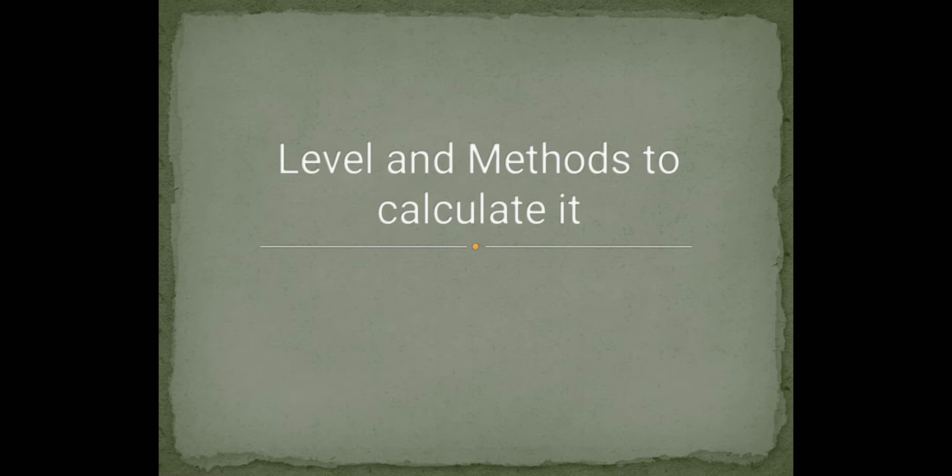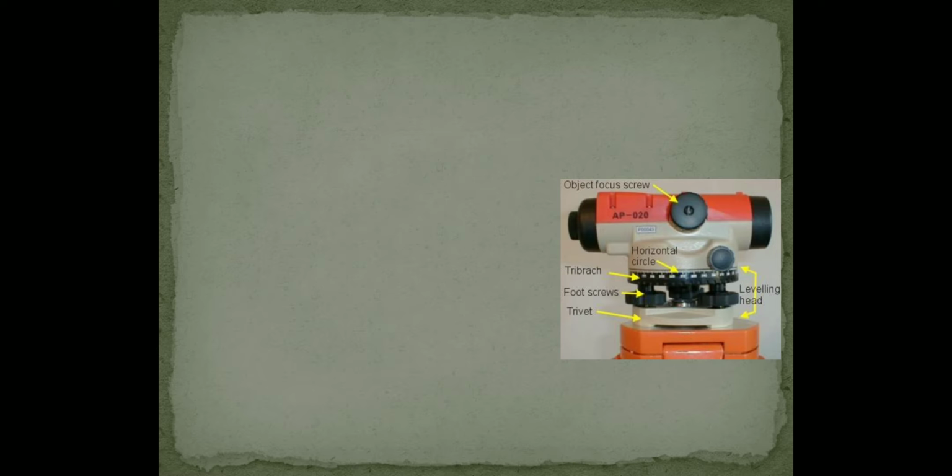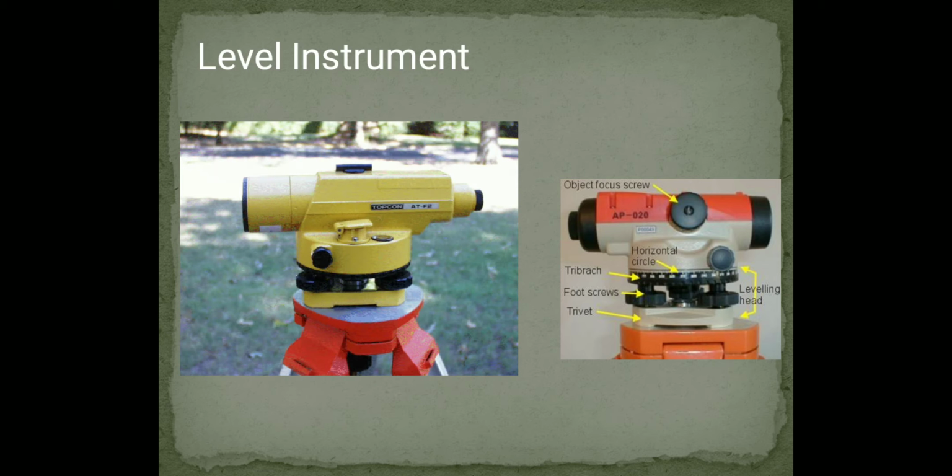Today's session is on level and methods to calculate the level. To start with, this is a simple dumpy level that is shown in the picture, used for leveling. So we could see the parts of the level now. It consists of an object's focus screw, horizontal circle, tri-barge, foot screws, trivet and leveling head. So this is the level instrument and this is how it actually looks.